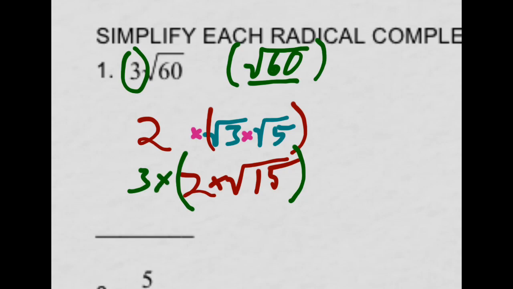3 times 2 times 15. Well, what's 3 times 2? 6. And then times square root of 15. Okay.